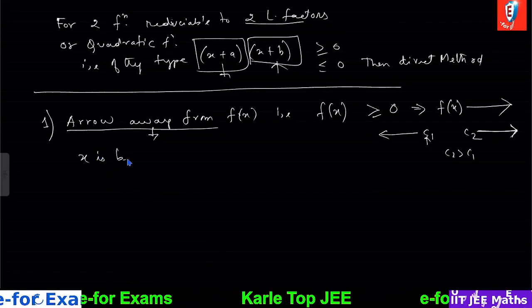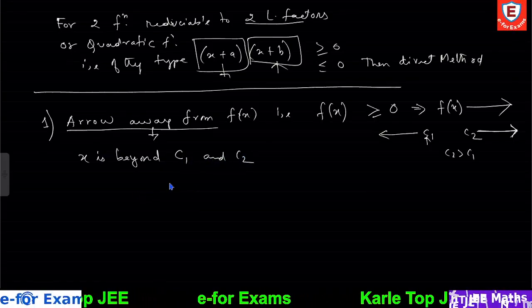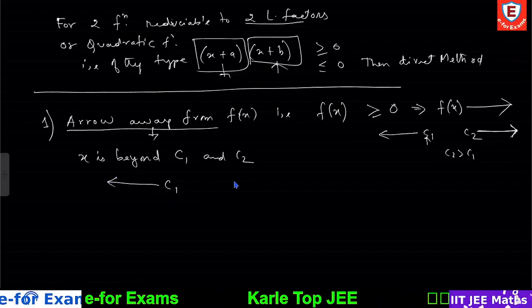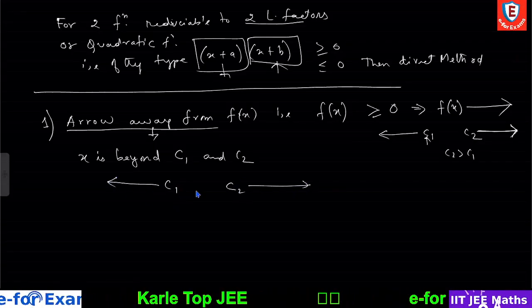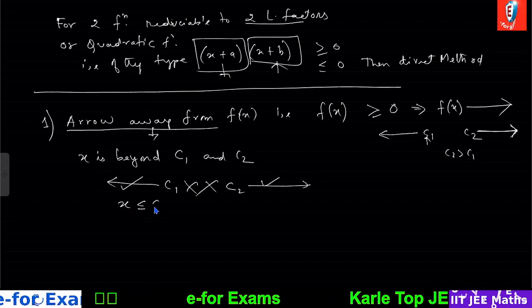X is beyond critical point 1 and critical point 2. This is critical point 1, then it will be this one. Critical point 2, then x will be this one. There is no x in between. X is this one, the value of x, that is x is less than or equal to C1.